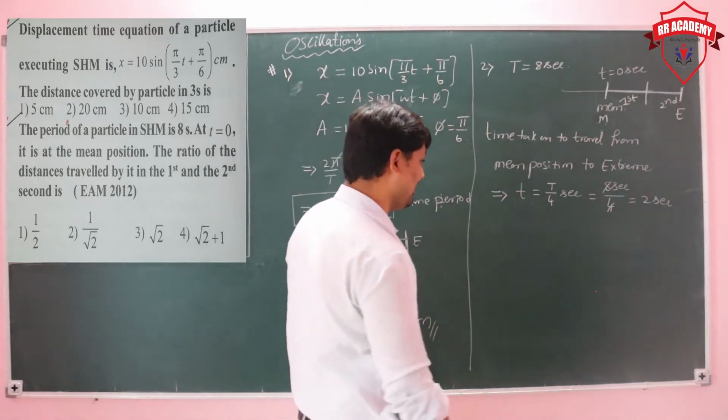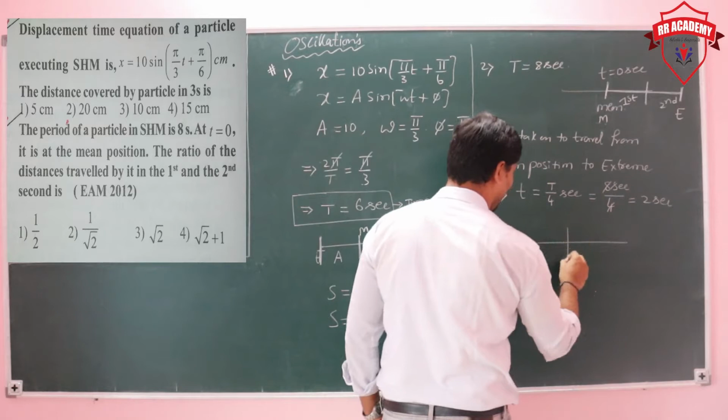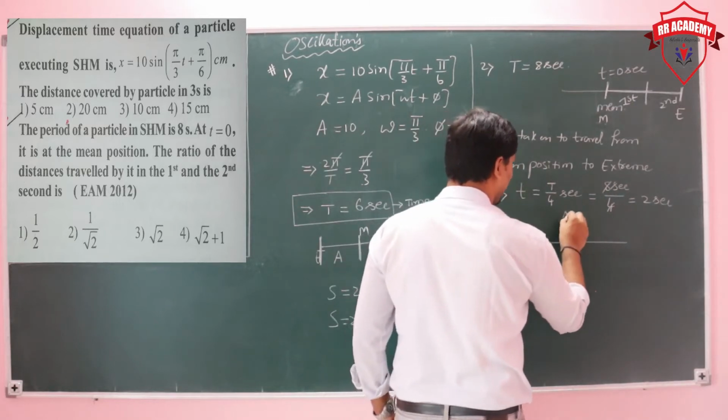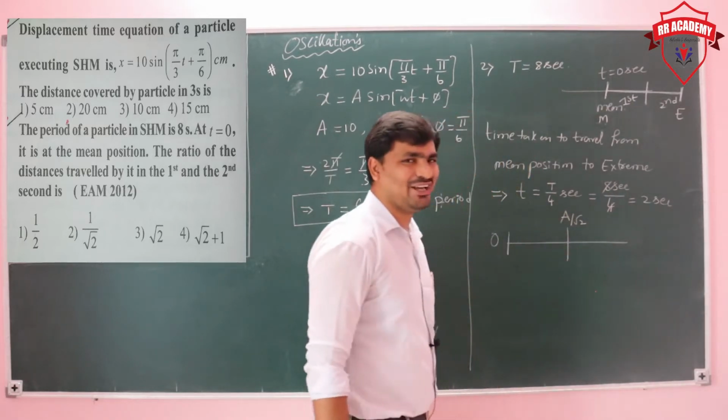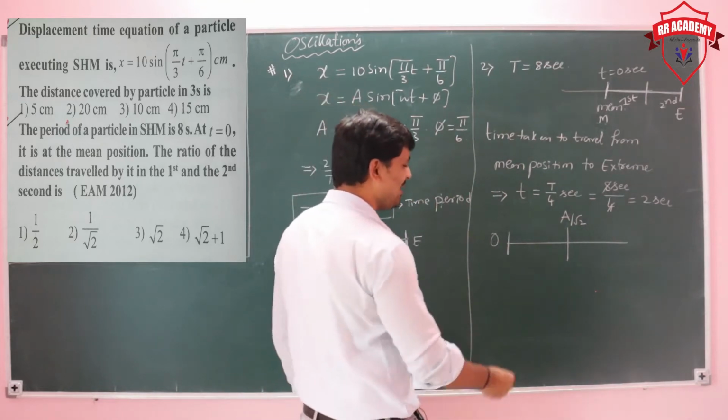We know one thing: how much time is taken to travel from 0 to a by root 2? T by 8.